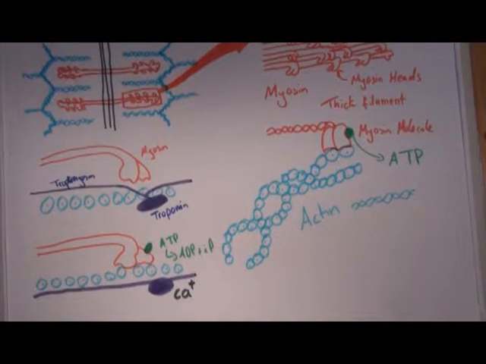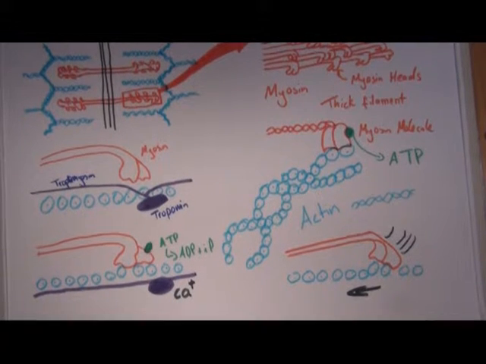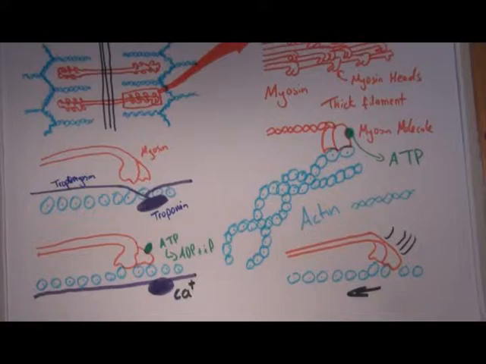The myosin heads now can, by hydrolyzing an ATP, bind to the actin. The myosin heads then pull the actin towards the center of the sarcomere, towards the M line. This results in tension on the actin, which leads to a reduction in the length of the sarcomere.